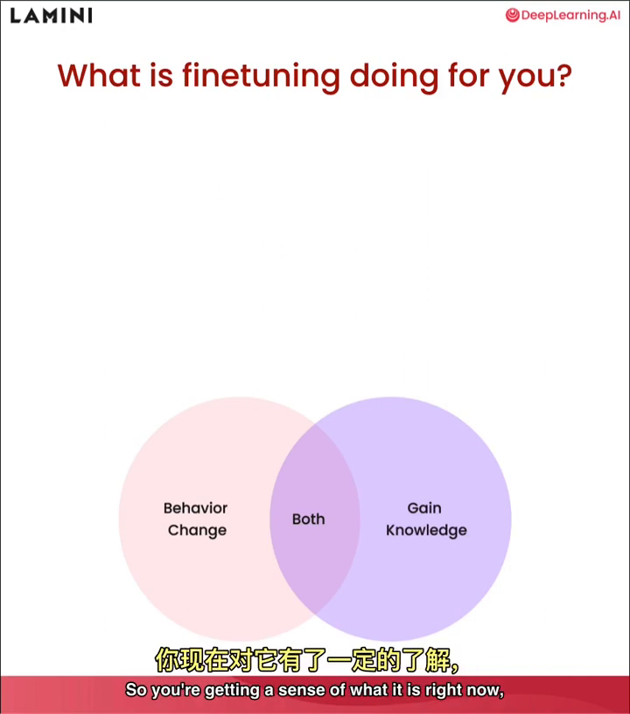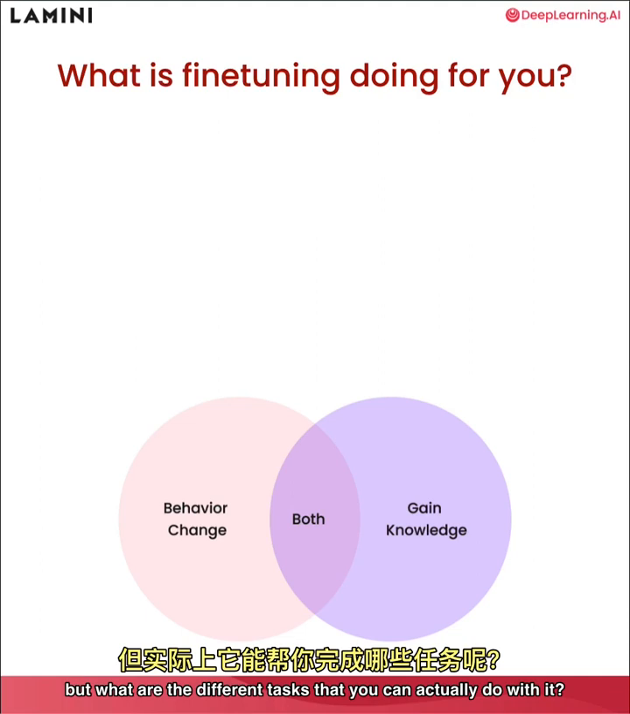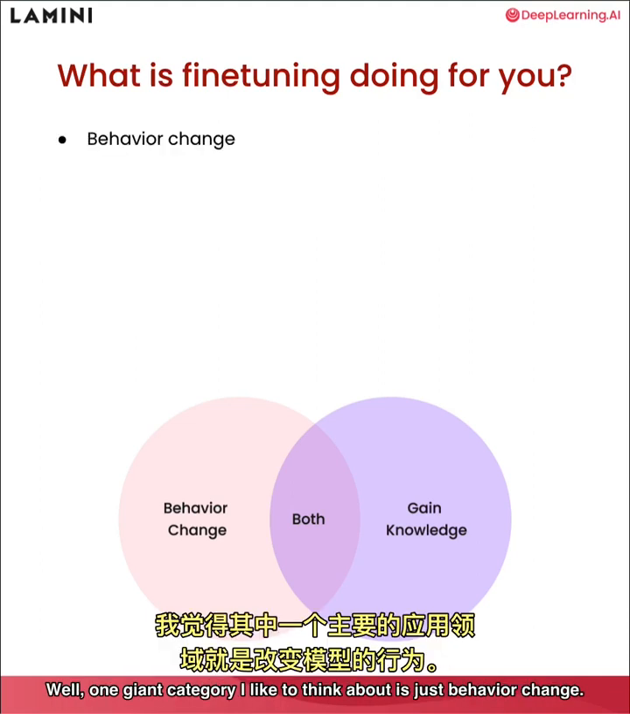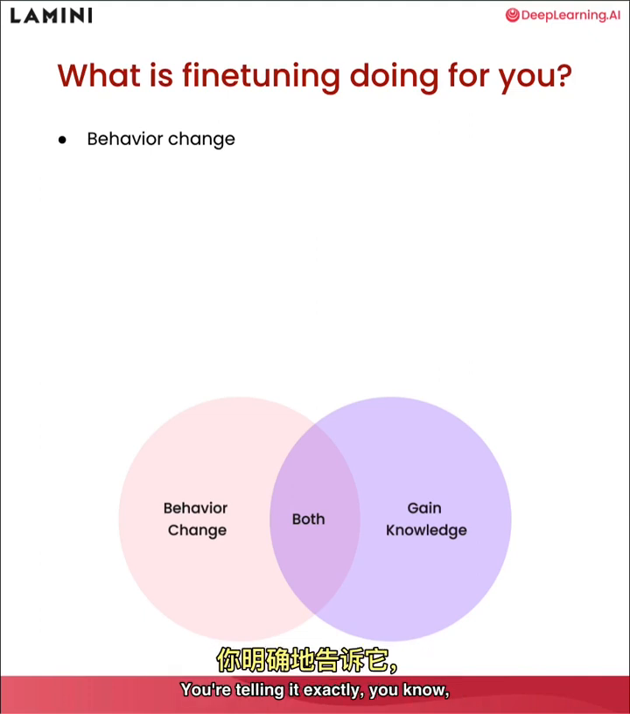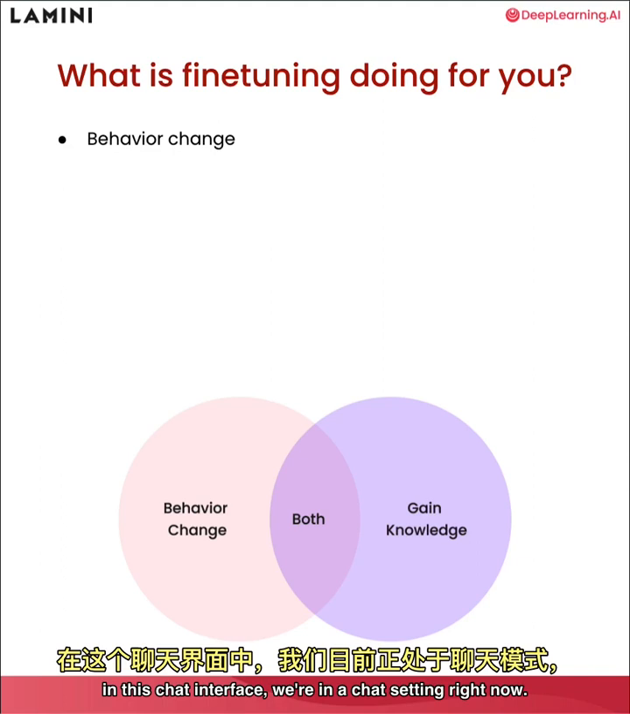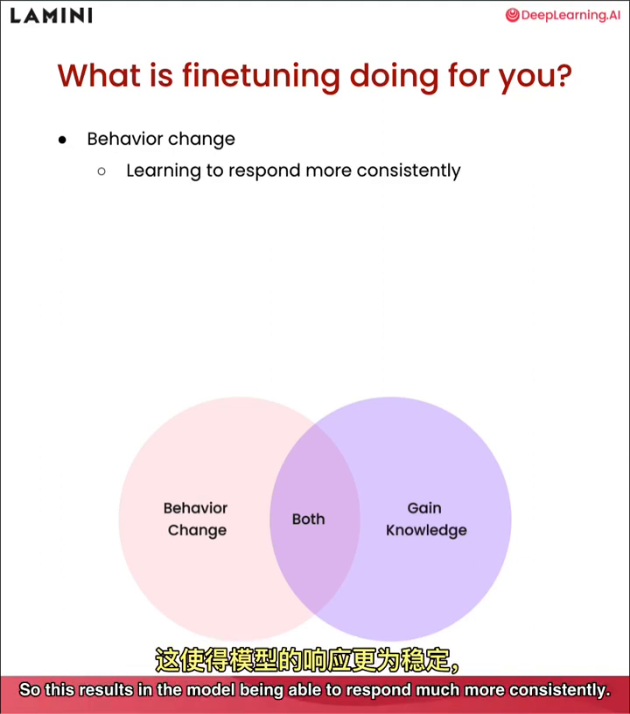So you're getting a sense of what it is right now, but what are the different tasks you can actually do with it? Well, one giant category I like to think about is just behavior change. You're changing the behavior of the model. You're telling it exactly, in this chat interface, we're in a chat setting right now. We're not looking at a survey. So this results in the model being able to respond much more consistently.